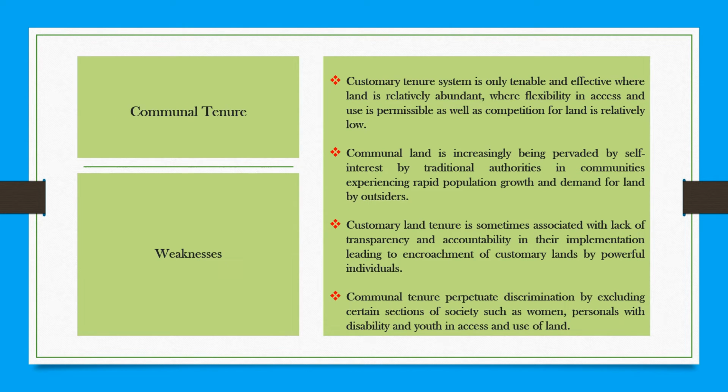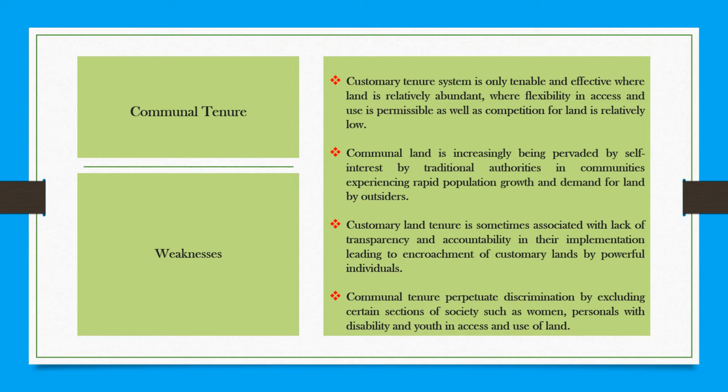But this type of tenure system also has certain weaknesses. One of the weaknesses is that it can only be practiced effectively where land is abundant. Otherwise, if land has become small, competition becomes high, and it becomes difficult for such pieces of land to be maintained without subdivision. Again, it is only possible where there is an element of flexibility in access and use of land. Otherwise, where population is growing and there is pressure on land, the communal tenure system can be extremely difficult to practice.